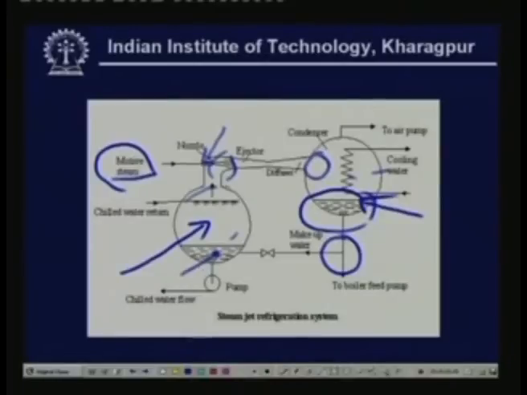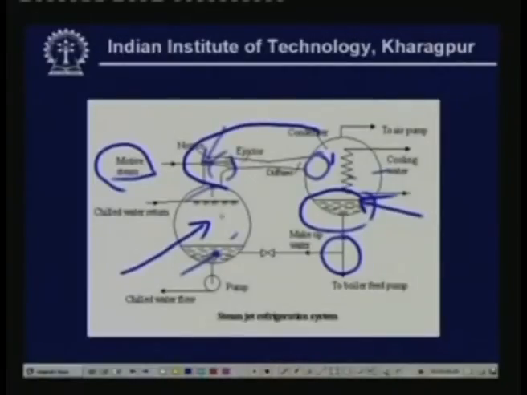And as you can see, we don't use any mechanical compressor here. The mechanical compressor is replaced by a combination of a nozzle, ejector, diffuser and so on. So this is sometimes known as an ejector refrigeration system. The principle of the ejector was actually used in the beginning to pump out air leaked into the condensers of power plants. So this is the first application of ejectors. Later the same principle was extended to refrigeration systems.